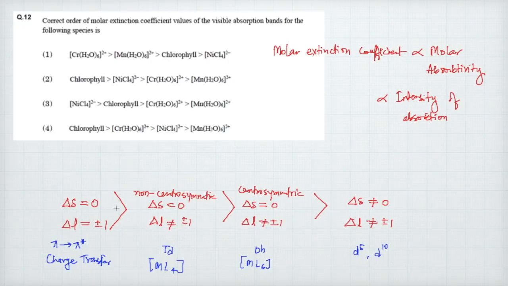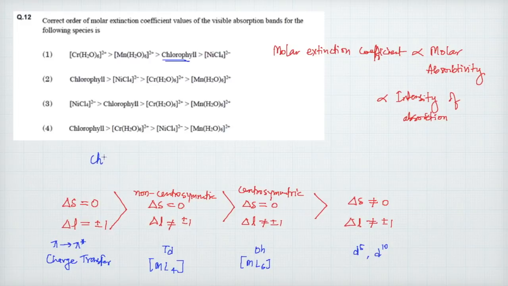So this is the order of intensity of band. Now based upon that, if you understand the intensity, you can easily predict the molar extinction coefficient. So we are just going to predict the intensity. Now in the molecule, if you look upon the options given, there is a charge transfer which is going to happen in chlorophyll. So chlorophyll is going to give you the highest intense band.